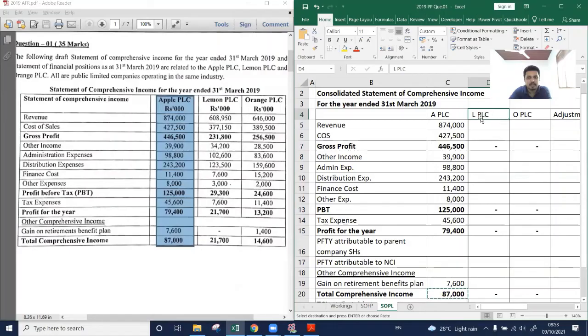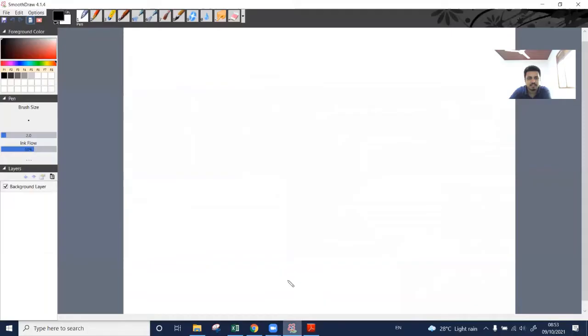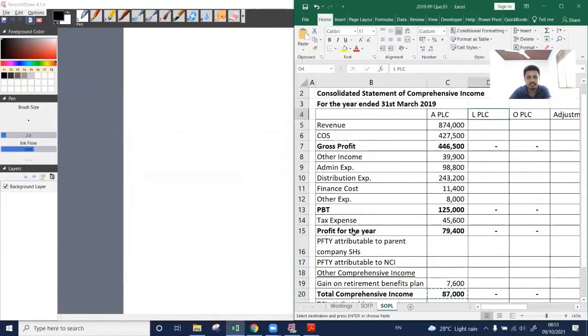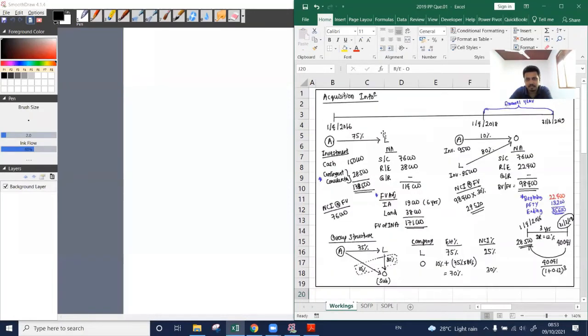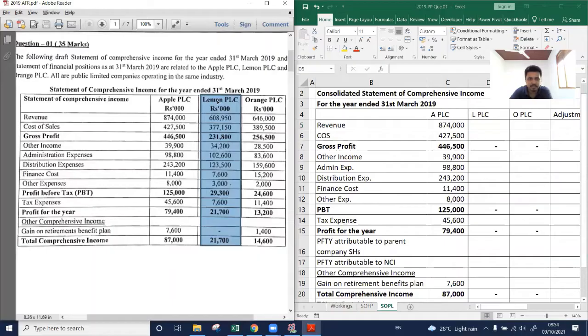Then Lemon PLC, this one. Can we consider these figures as they are? Can or can't? When have we acquired Lemon PLC? See, we have acquired Lemon PLC on 1st of April 2016, well before our current financial year. We can consider these provided P&L figures as they are, right? Since we have acquired Lemon PLC well before our current financial year.